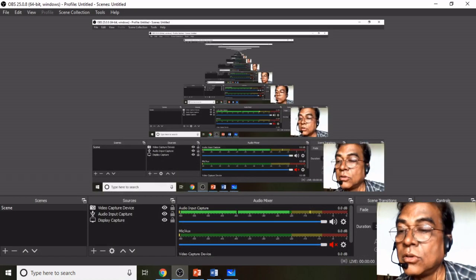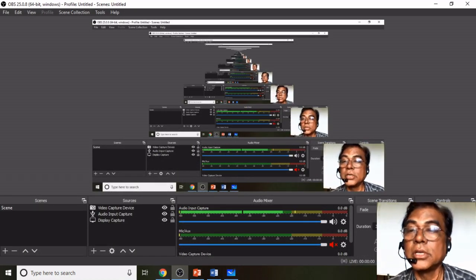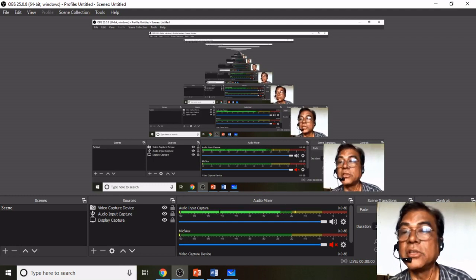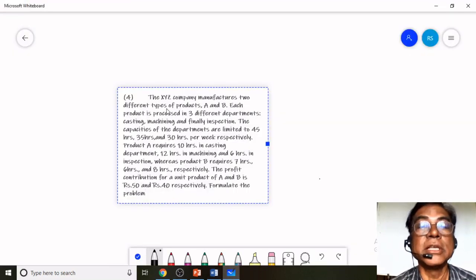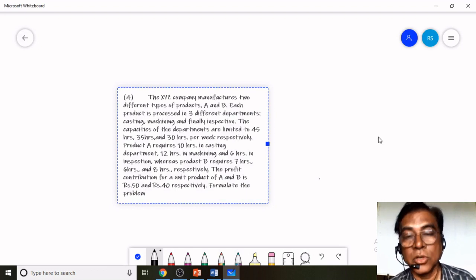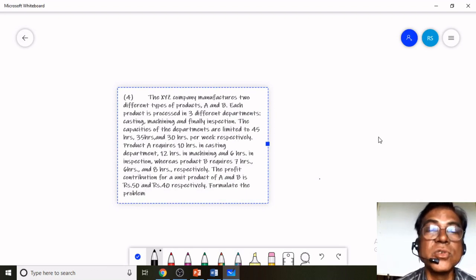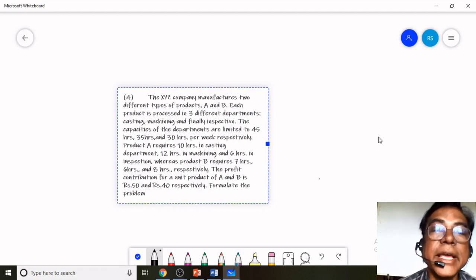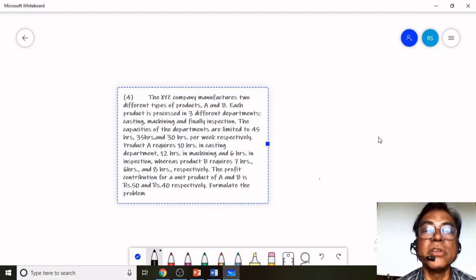Okay, now, my dear student, I'm going to explain one more problem, that is a formulation problem. Please note down this problem. The difference between the previous question and this question is, please read the question. The XYZ company manufactures two different products, A and B. Each product is processed in three different departments.